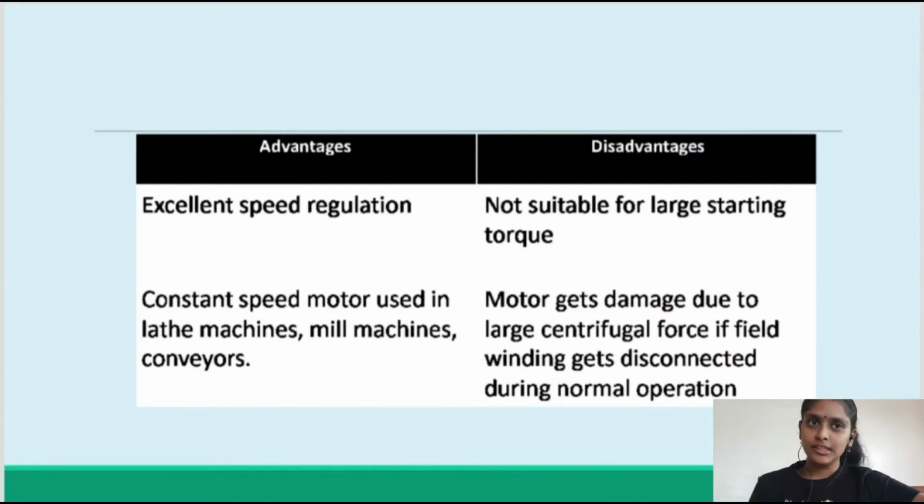There are some advantages and disadvantages in the self-excited shunt DC motor.